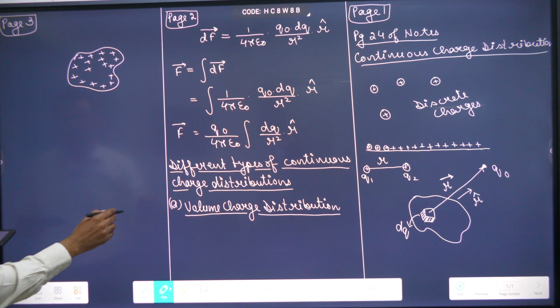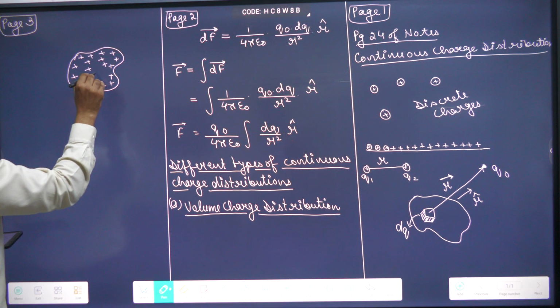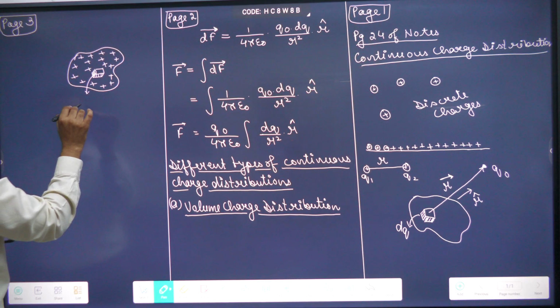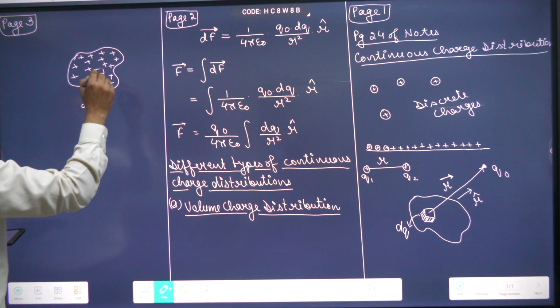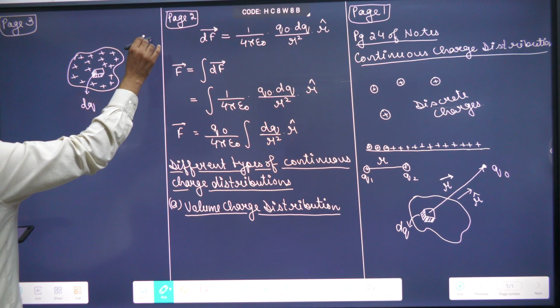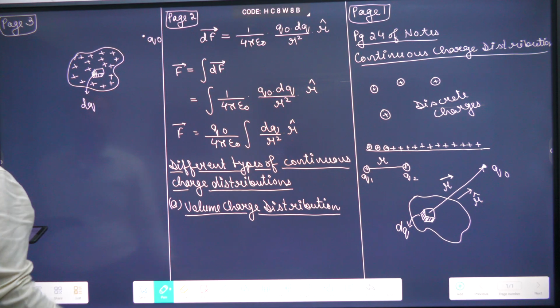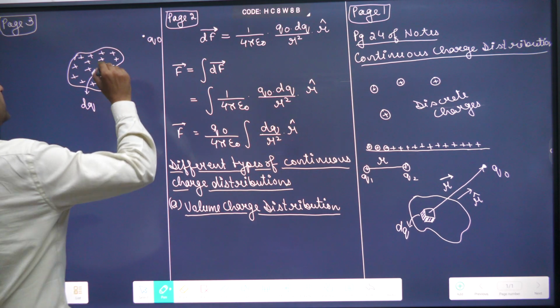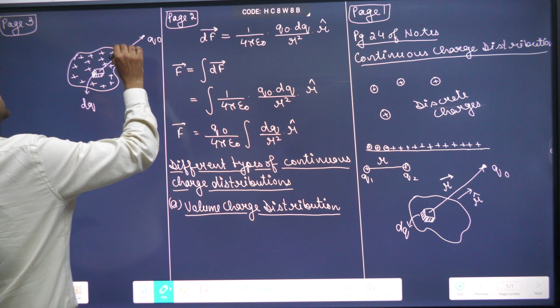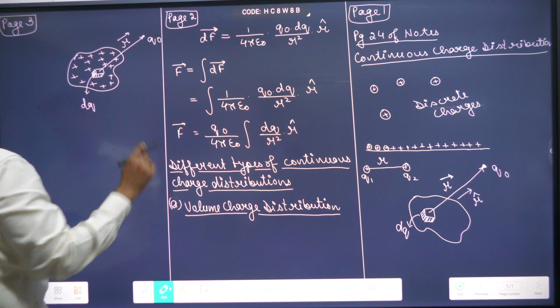And from these charges, I will consider a very small unit, a very small volume, and let us consider that volume to be dq, and let us consider a small point charge is kept outside like this. What is the distance between dq and q naught? We will take this distance vector as r vector.